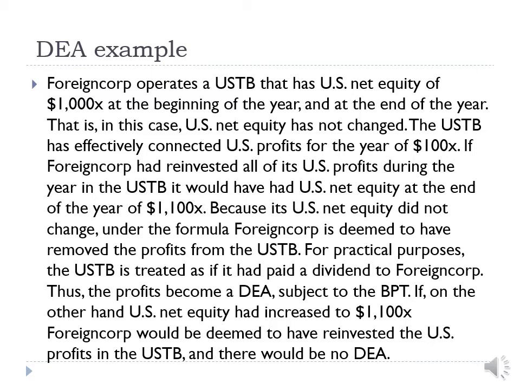For practical purposes, the U.S. trade or business is treated as if it had paid a dividend to Foreign Corp. Thus, the profits become a DEA subject to the branch profits tax. If, on the other hand, U.S. net equity had increased to $1,100, Foreign Corp would be deemed to have reinvested its U.S. profits in the U.S. trade or business, and there would be no DEA.